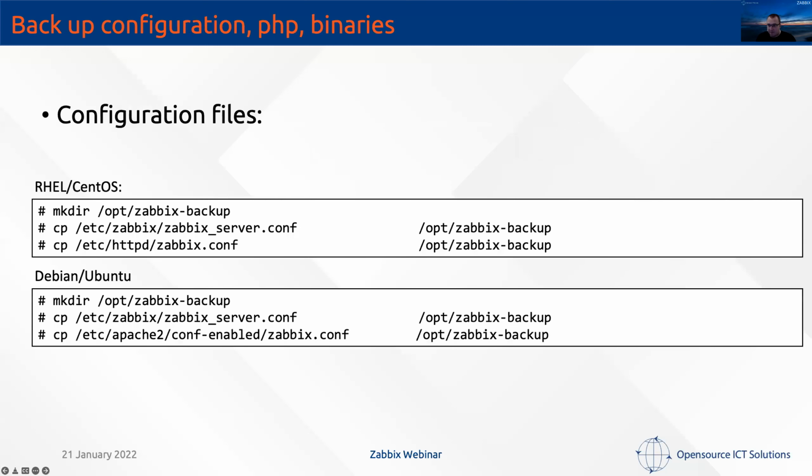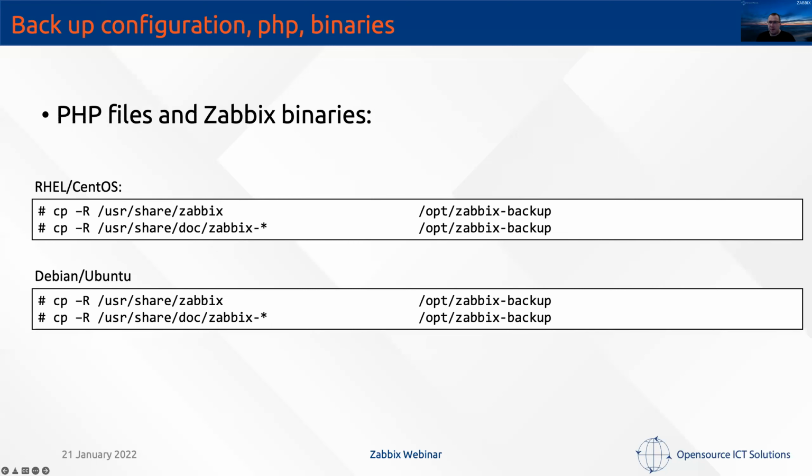Next step, make a backup of your configuration files. And here, the commands for both Red Hat and Debian operating systems are the same. Create a new directory, mkdir /opt/zabbix-backup, and we copy the Zabbix server config into it, and we copy the HTTP config into it. There's a small difference on Debian Ubuntu where HTTPD is called Apache 2, but it's the same configuration that should be backed up. So this should take a few seconds.